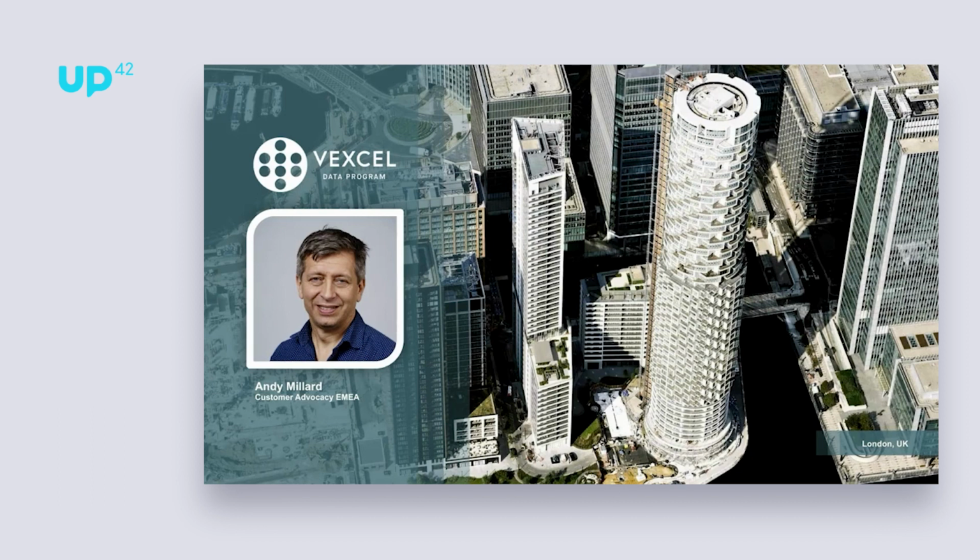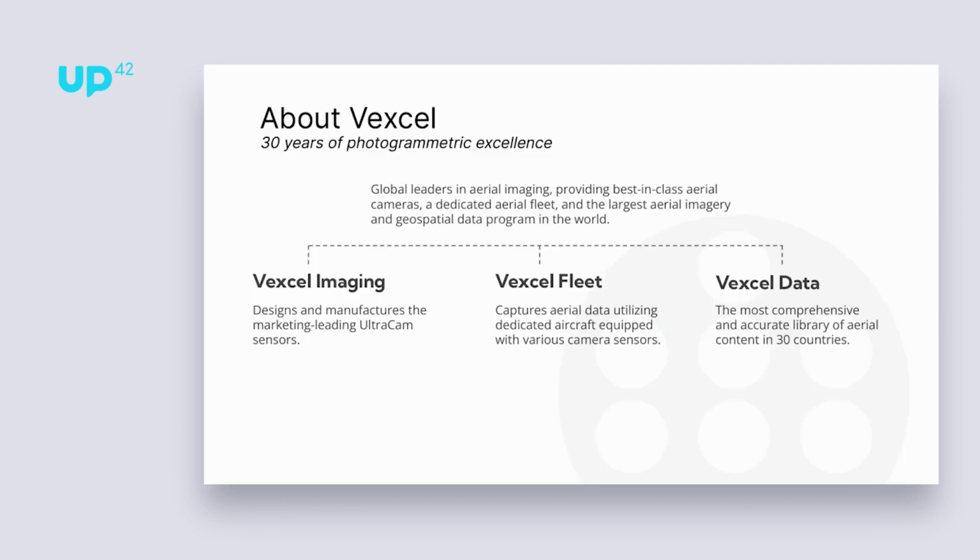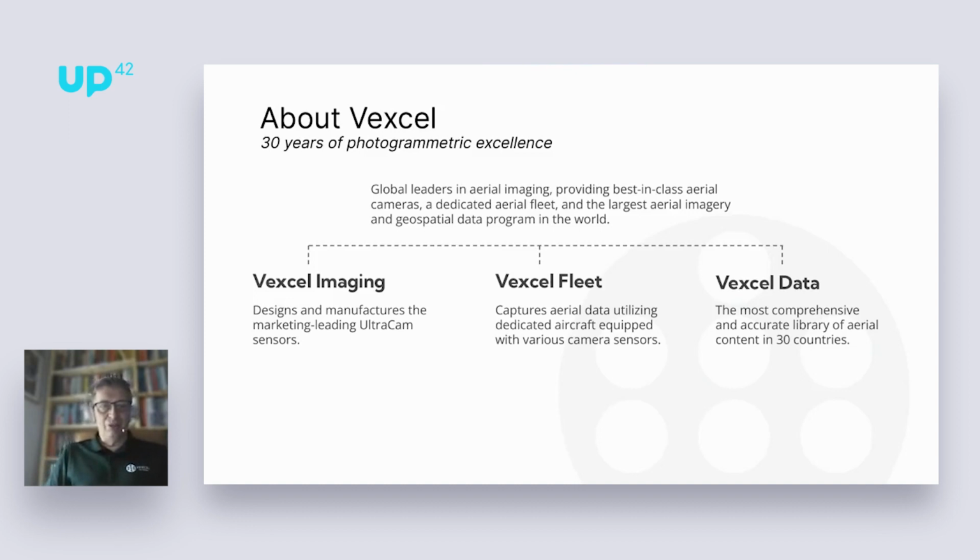I'll just start with a brief overview of Vexel. So Vexel is a 30-year-old company, celebrated our 30th anniversary last year, and basically we're split into 3 divisions. Our main section, the oldest part of the company, is based in Graz, which is our camera development and building division, and they build the world's leading aerial imagery cameras.